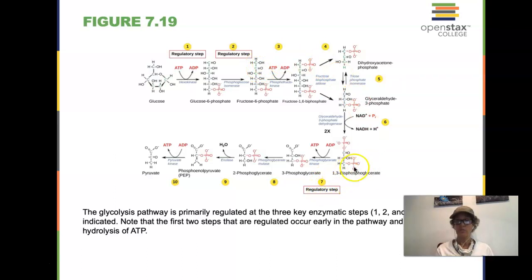Step number 7 is regulating getting from our 3-carbon sugar that has 2 phosphates to removing one of those phosphates. Having this molecule in abundance is the signal, and we also have to have high amounts of ADP. High levels of ADP says we still need to make more cellular energy. We need more ATP. We need this to proceed. So high ADP and a large amount of this molecule is the signal for this enzyme to proceed through the end of glycolysis.